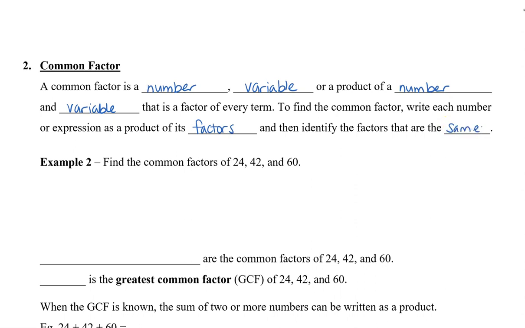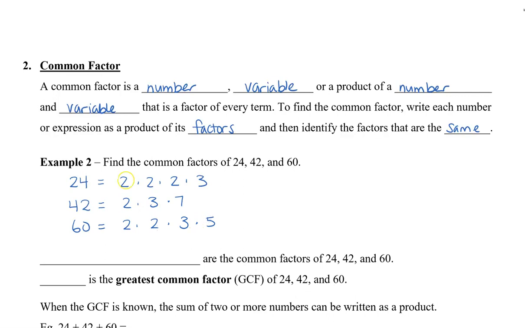So for example, let's just start with numbers here. So we have 24, 42, and 60. So I'm going to list them out like this. And if I drew a factor tree for each one, I would see that 24 is equal to 2 times 2 times 2 times 3. 42 is equal to 2 times 3 times 7. And 60 is equal to 2 times 2 times 3 and times 5.